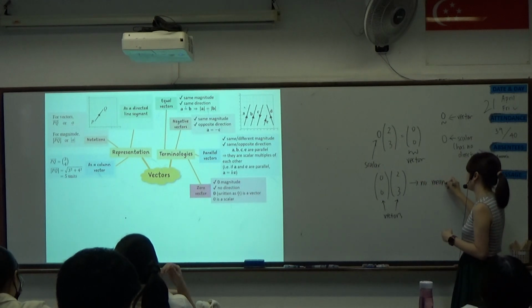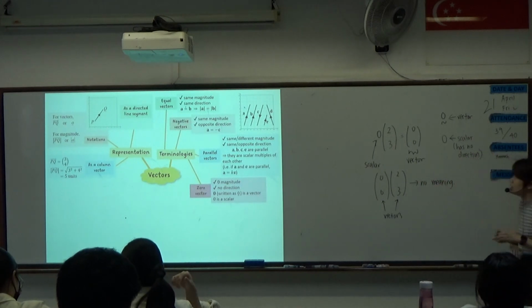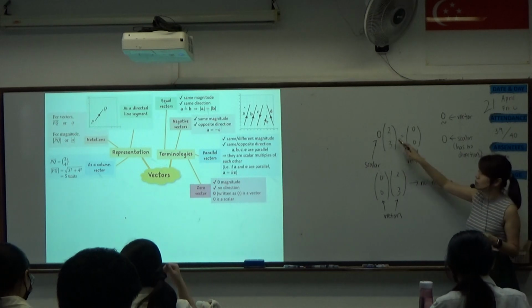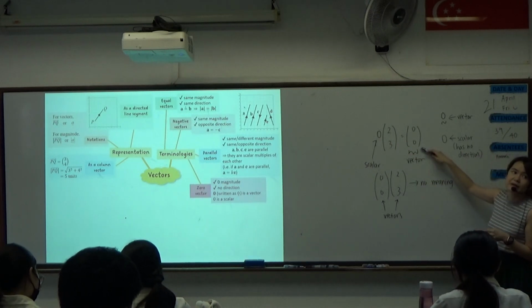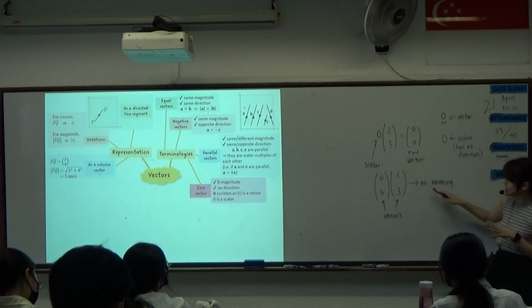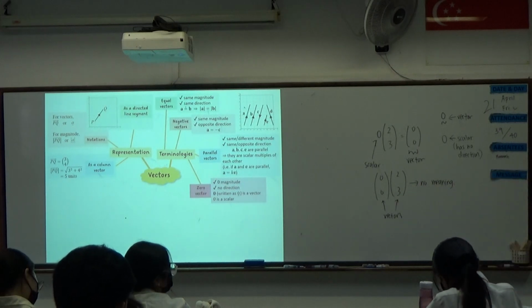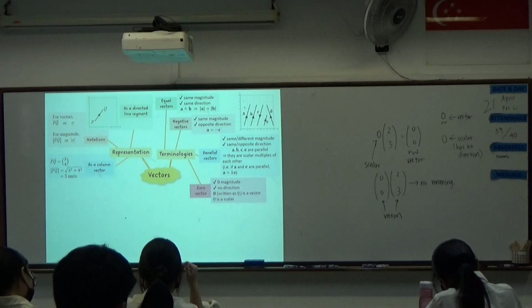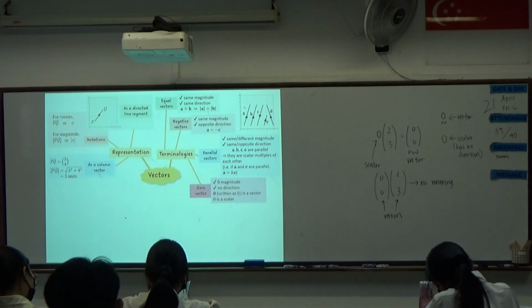So this one has no meaning. We need to have a scalar zero with a vector in order to give us a zero vector. Having two vectors like that has no meaning at all. That's why we need to differentiate between a zero scalar and a zero vector.